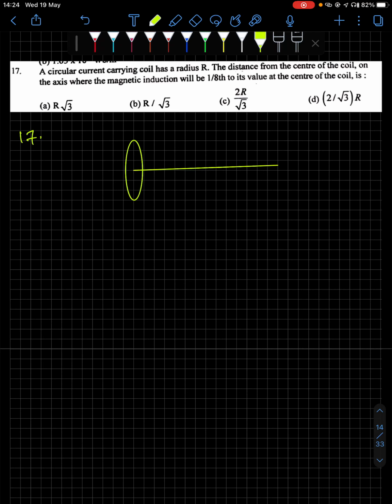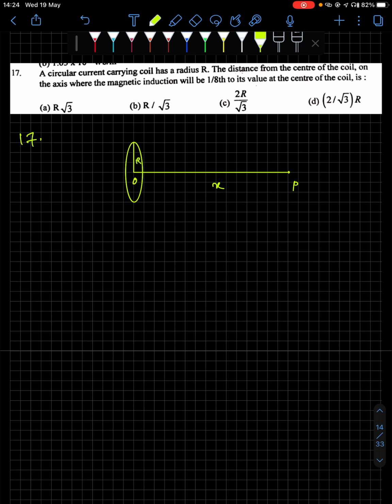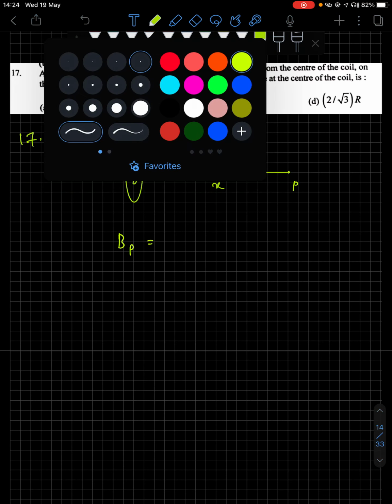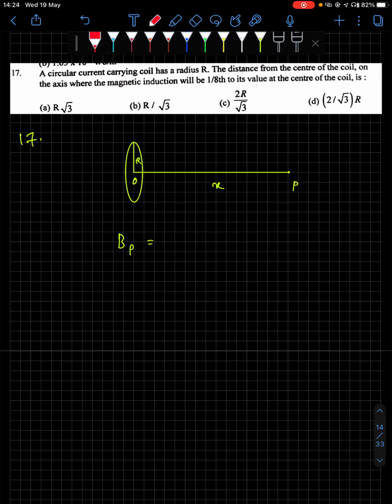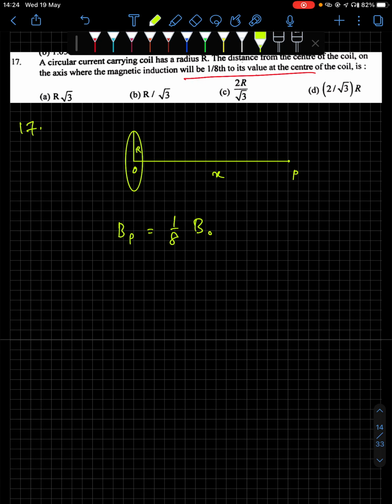Now this is a distance x, and this radius is given as capital R, and this point is P. This center is O. The magnetic field at P is 1 by 8 of the value at the center, so 1 by 8 of the value at O. This is the given condition. You have to find the value of this x.